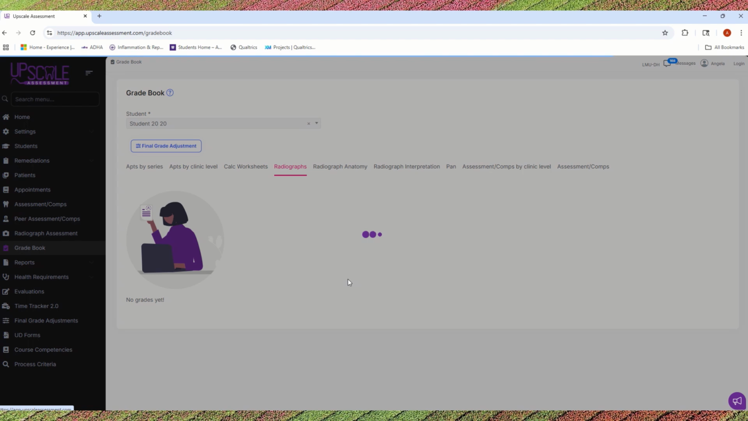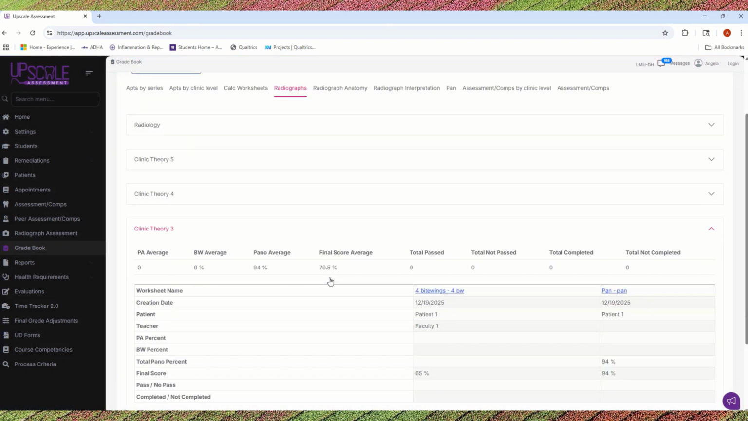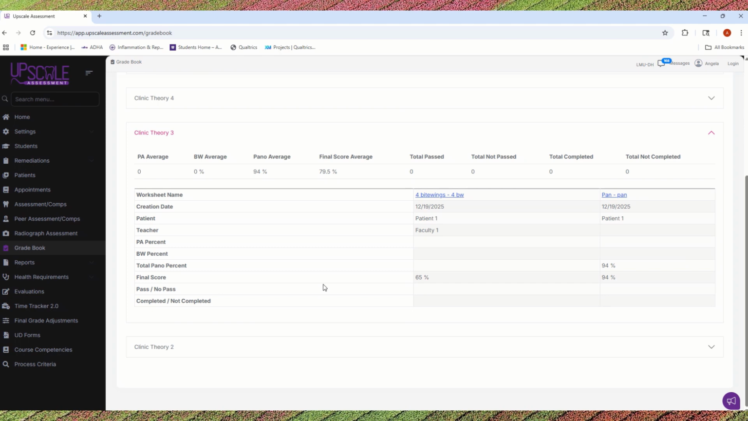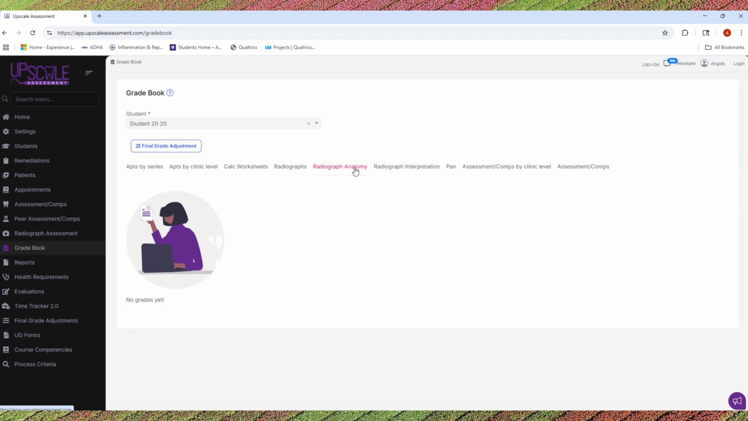For radiographs, this will be all the radiographs that the student has completed for that semester. And it's probably taking a while because I'm sure student 2020 has completed quite a few x-rays. So we'll go into clinic 3, and then you will see all of the x-rays that the student has completed. We don't do anything with radiographic anatomy, so you don't have to worry about that. For radiographic interpretation, we don't really do anything for that.